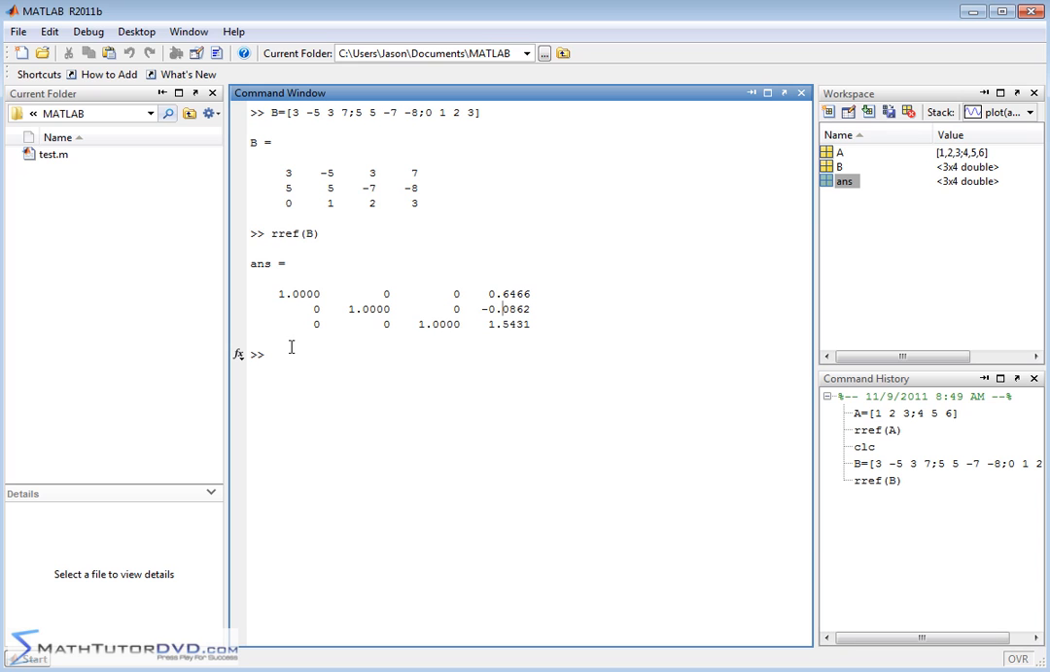So REF is your friend if you're trying to solve a quick system of equations. The easiest way to do it in MATLAB, honestly, is just to stick it in a matrix, row reduced echelon form, boom, you can read your answers directly off the matrix.